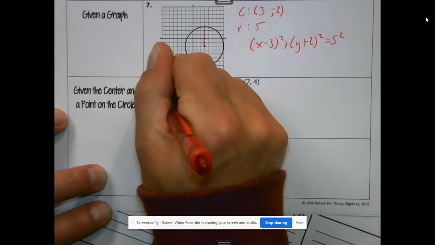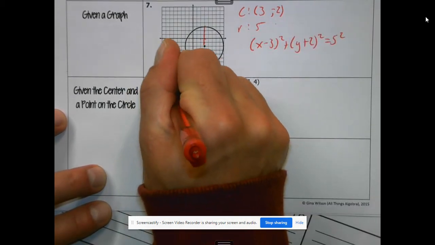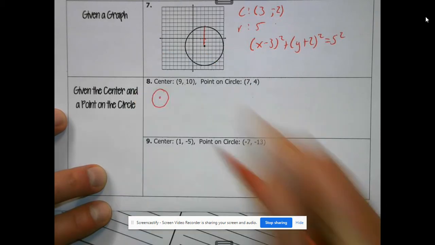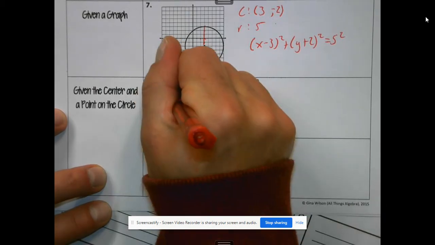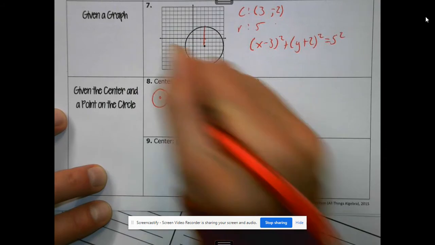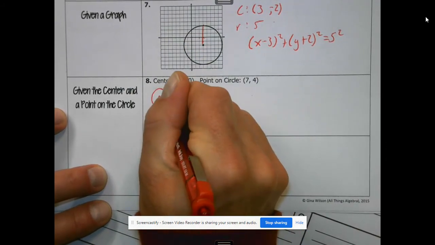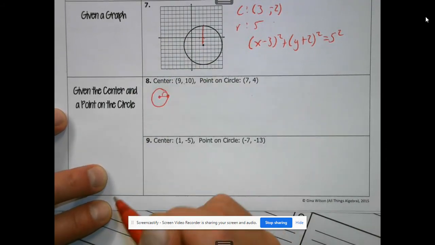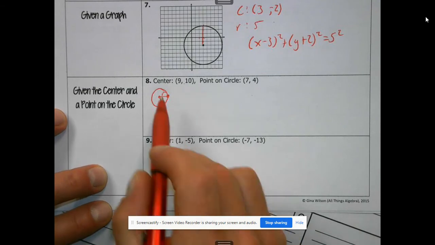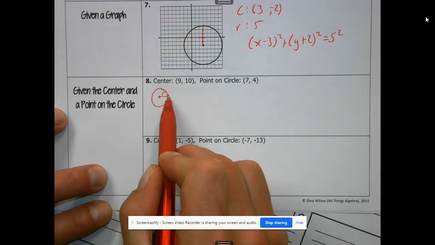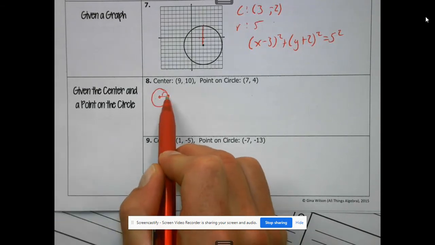So if I kind of visualize this, right? Here's what I'm giving you. There's your center, and I'm giving you a point on the circle, right? The question is, I do not know the radius. However, you can find this by using the distance formula, right? So I'll show you one of these, and then I'll just give you the distance on number 9.